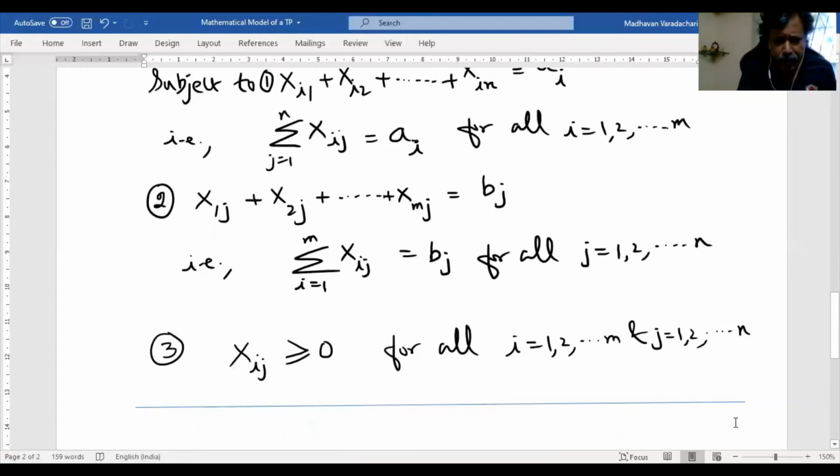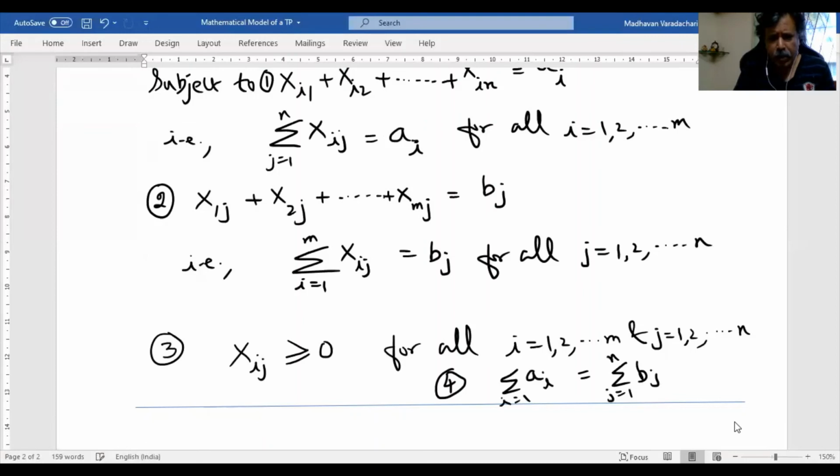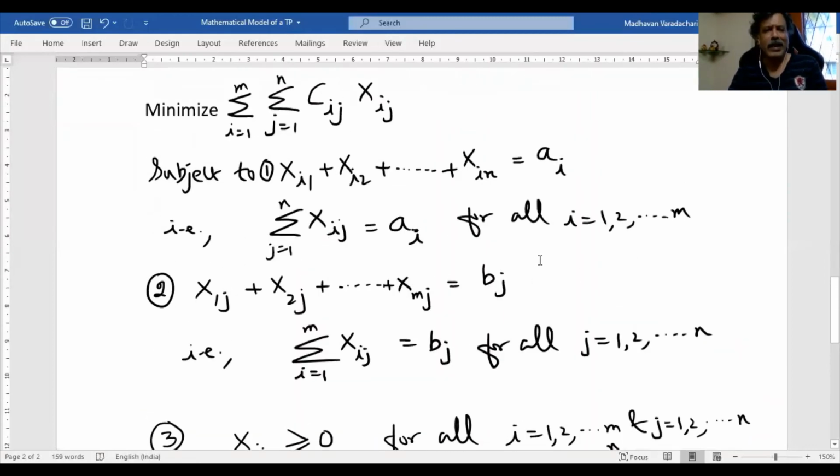One more thing I missed to mention here, which is the fourth constraint, that is the summation of your Ais should be equal to the summation of your Bjs. Here j is ranging from 1 to n, and i is ranging from 1 to m. That is a must, meaning you are balancing the transportation problem before proceeding with finding the basic feasible solution. So this is basically a mathematical model.